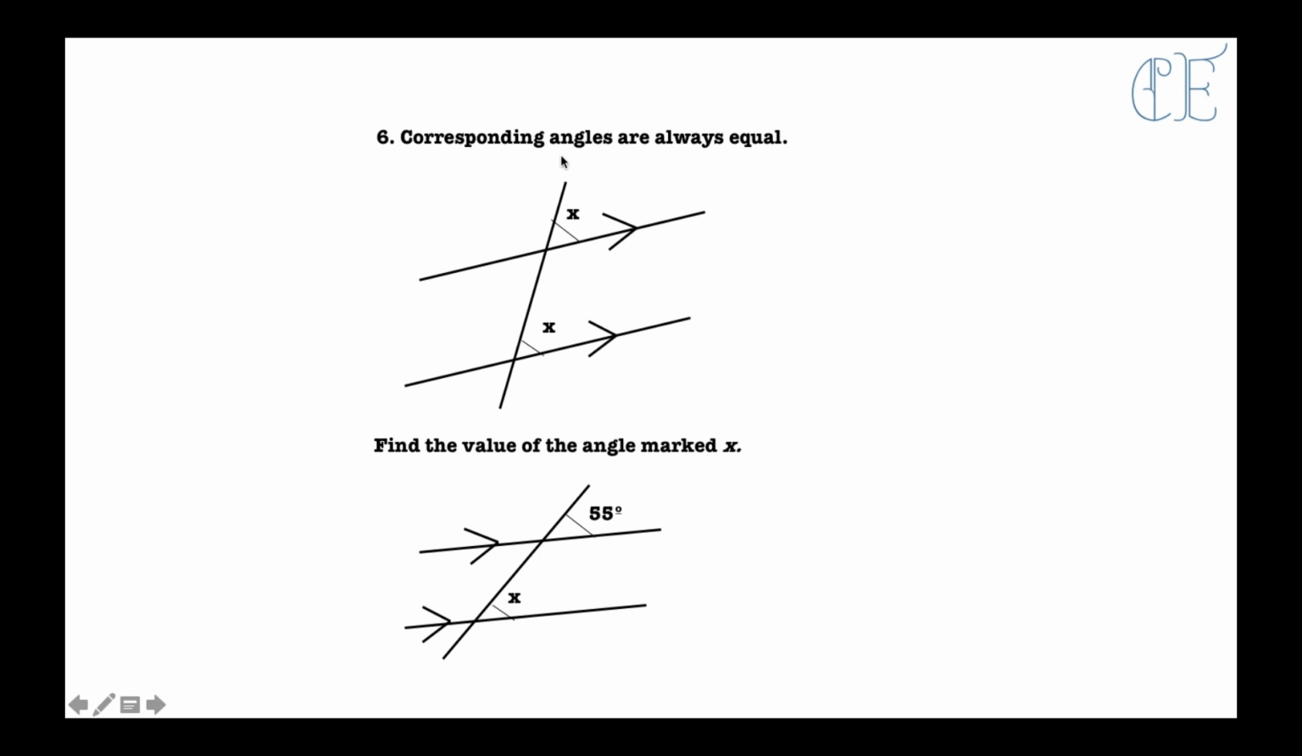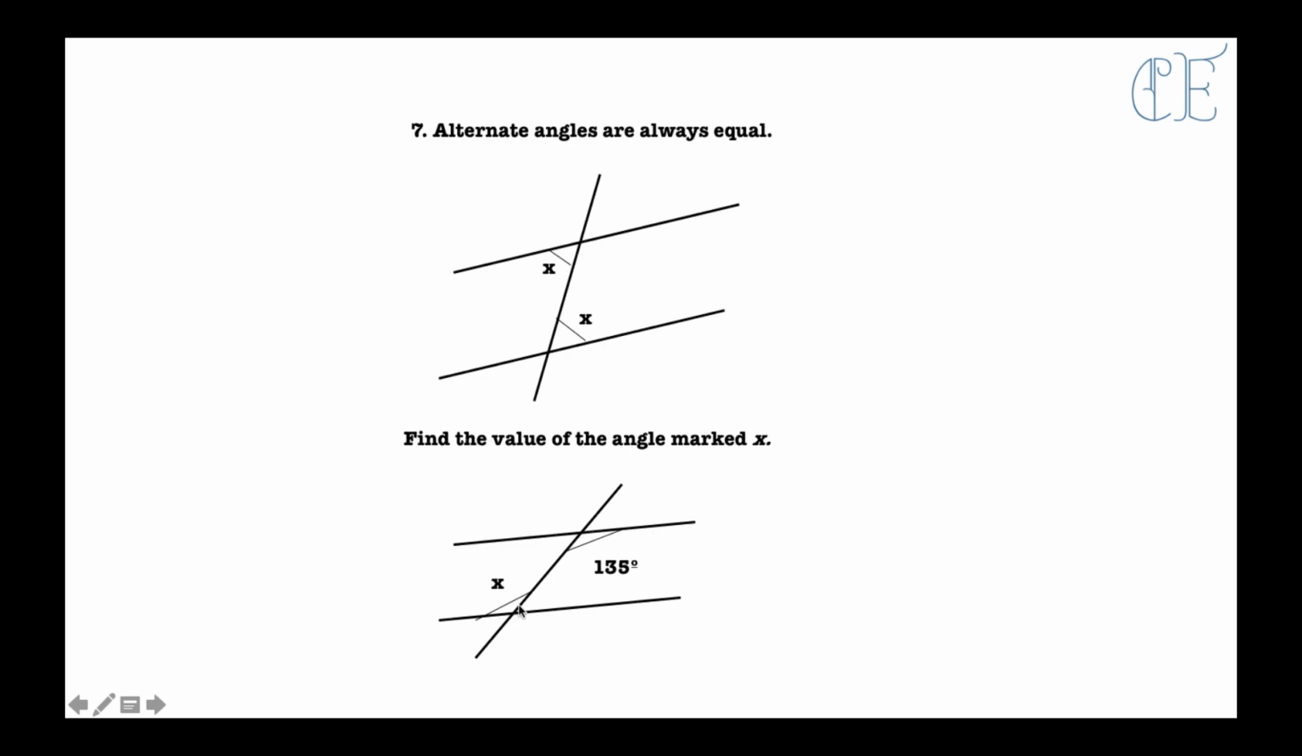Now the next thing you need to remember is corresponding angles. Corresponding angles are always the same, and it's where you've got one at the top here and one inside the parallel line. This happens when we have parallel lines, okay? So one on the outside and one on the inside. Find the value of the angle marked x. Well, if this is 55 degrees, then this must also be 55 degrees.